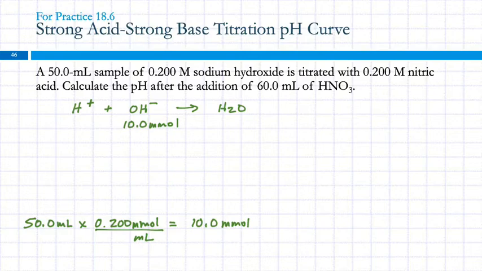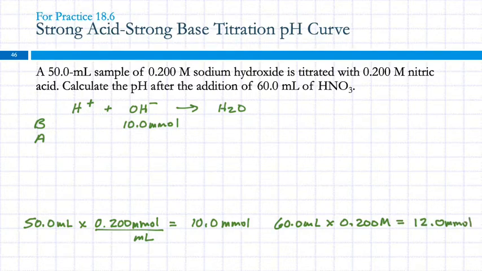That's our before. Our addition is 60 milliliters of 0.2 molar nitric acid. So 60 milliliters times 0.2 molar. I believe that's going to be 12 millimoles. So we're adding 12 millimoles of acid.